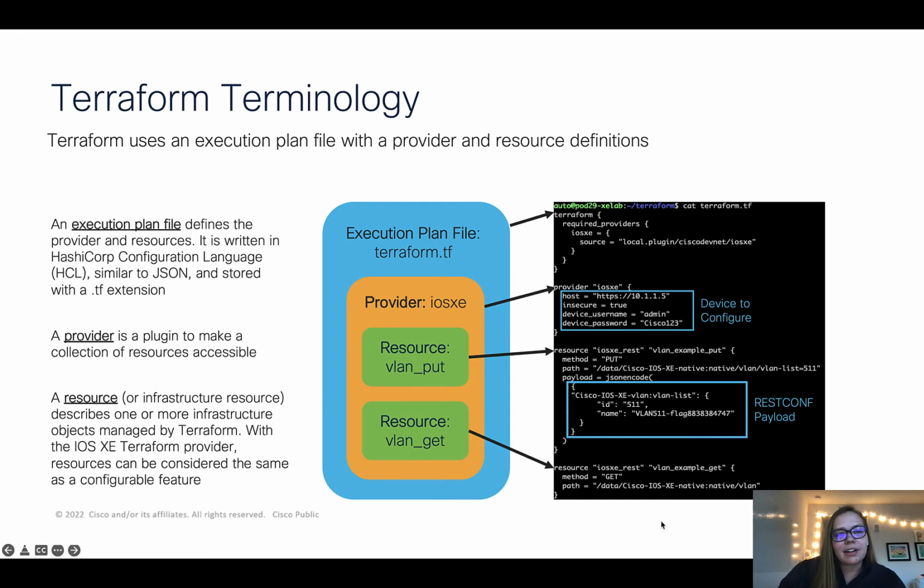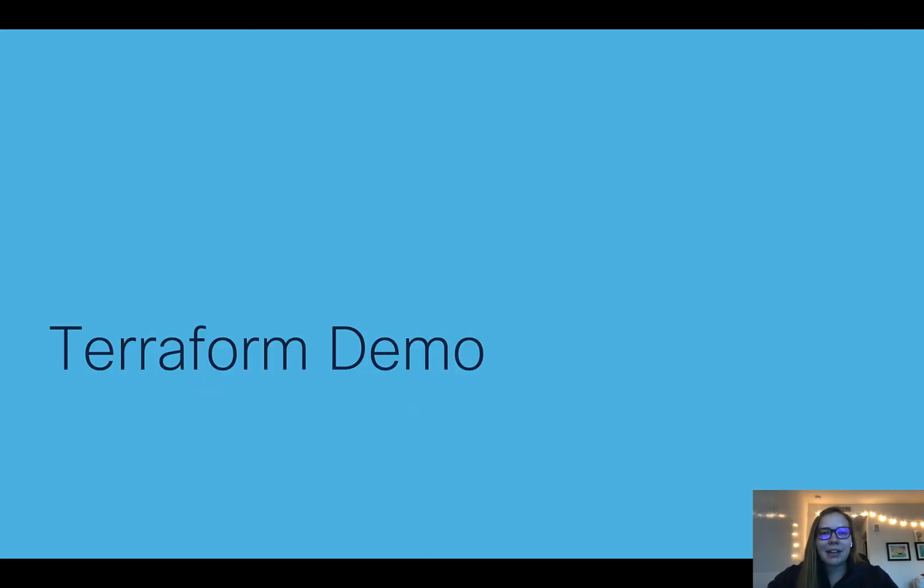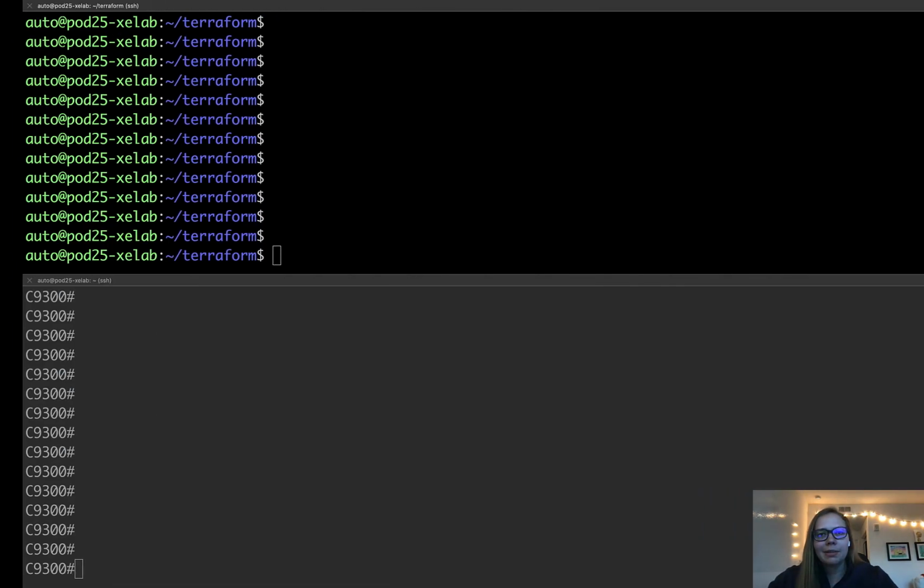So now let's get started. The first step is to enable RESTconf on our device. And this is a necessary prerequisite because Terraform is built against the RESTconf interface. Next, we can install Terraform. Then we clone the GitHub repository. And finally, we can go ahead and apply Terraform. So now let's take an example to see what this can actually look like in our environment.